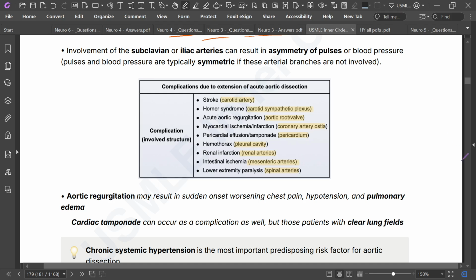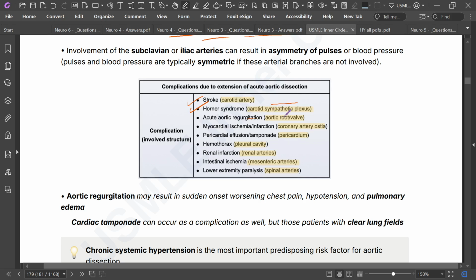Now, what are the complications that can happen due to extension of the acute aortic dissection? Stroke due to extension into the carotid artery. Horner syndrome can happen, due to the carotid sympathetic plexus.